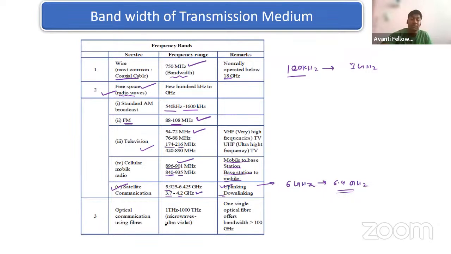Now, the optical communication system. In optical communication, we use fiber, with microwave and ultraviolet region frequencies, terahertz also. In this case, optical fibers offer bandwidth greater than 100 gigahertz. That's why optical fibers are used for better signal transfer without attenuation and distortion. Distortion will be there, but very low compared to wired coaxial cable communication.